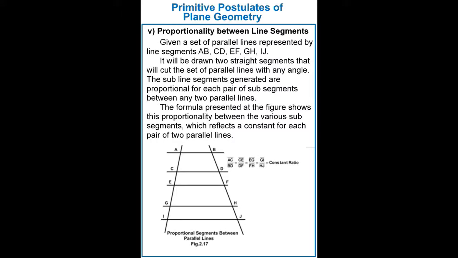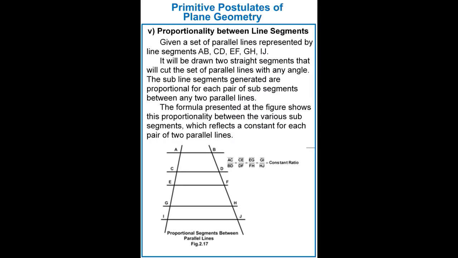This last slide of the second class of Chapter 2 of the Basic Geometry course shows the proportionality between line segments. Figure 2.17 on the slide presents 2 non-parallel lines, AI and BJ, intersected by 5 parallel lines, AB, CD, EF, GH, IJ.